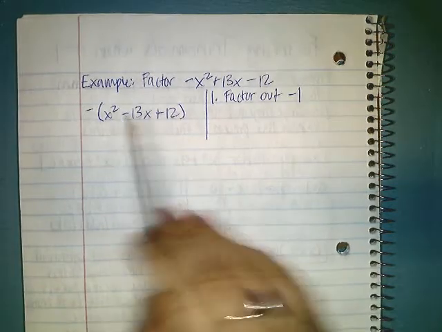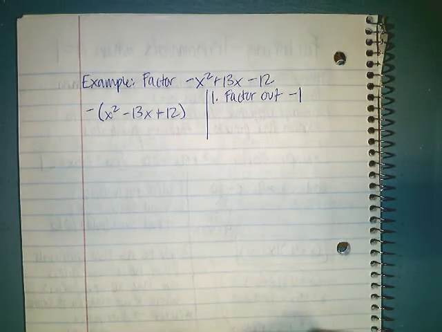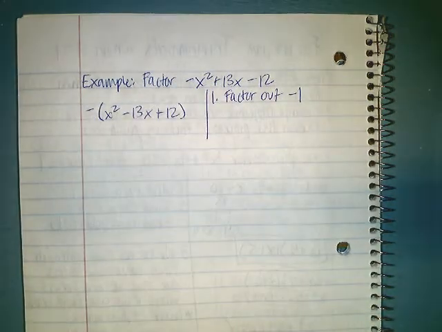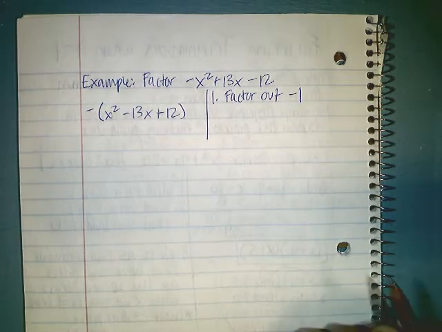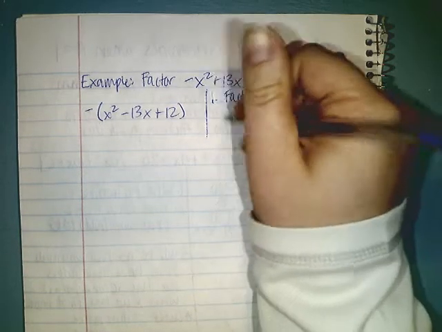So I'm factoring out the -1 like we practiced last time. So I divided each term by -1, wrote it out front. I didn't need to write the 1 because that's what the negative sign implies. If you want to write the 1, you're more than welcome to. You just do not need to. After that, I'm going to factor per usual.